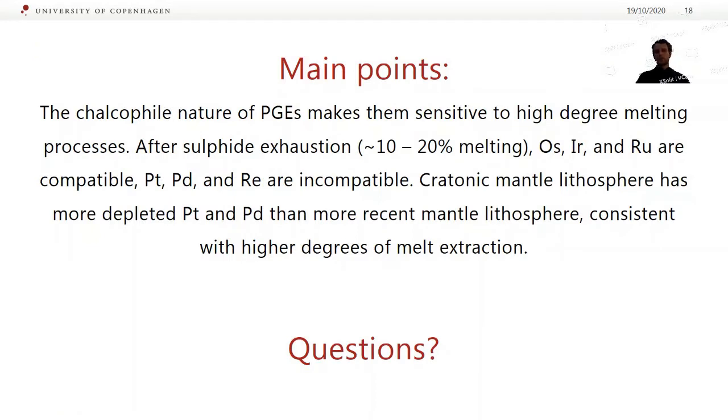All right, so the main points of that section are that because PGEs are chalcophile, they're sensitive to high degree melting processes. After sulfide exhaustion, which probably happens somewhere around 10 to 20% melt extraction, osmium, iridium, and ruthenium are compatible, whereas platinum, palladium, and rhenium are incompatible. Cratonic mantle lithosphere is more depleted in platinum and palladium than recent mantle lithosphere, which is consistent with the high degrees of melt extraction.